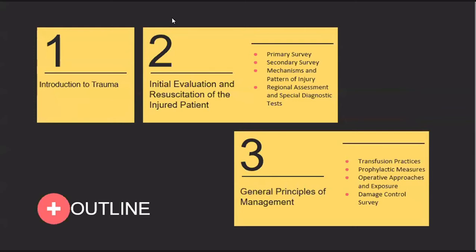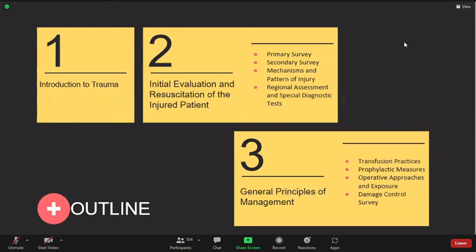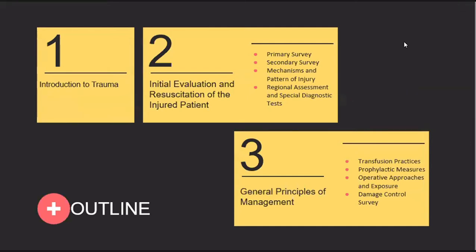For your secondary survey, you must know the mechanisms and patterns of injury, whether it is a gunshot, stab wound, or vehicular crash. We have your regional assessment and special diagnostic tests. These are done in adjunct to your physical examination and history. So we have your diagnostics, your radiologic examinations. Third, we have your general principles of management: your transfusion practices, for example your massive transfusion protocol, prophylactic measures, your operative approaches and exposure depending on the region or area of injury, your damage control surgery.